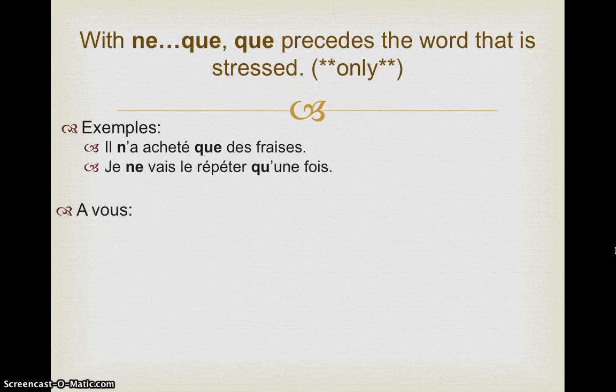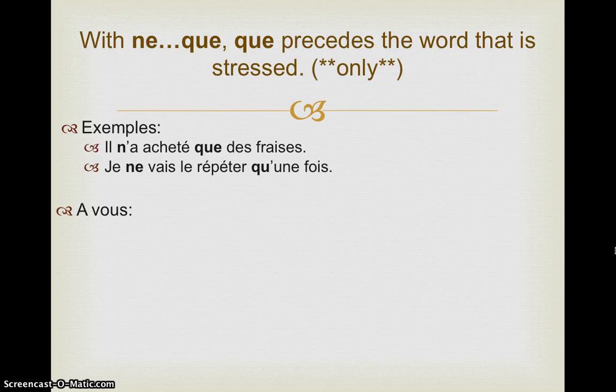And finally, we'll talk about ne que. Now, ne que isn't exactly a negative expression. What it means is only. So the que comes before the word that's stressed, meaning only. So in example 1, elle n'a acheté que des fraises. What this means is she bought only strawberries. She only bought strawberries. So you put the que before the only thing that she bought.